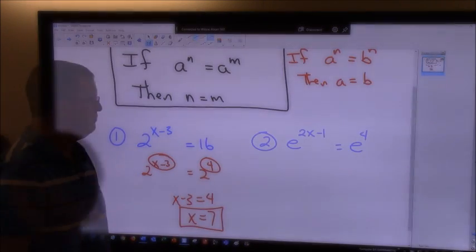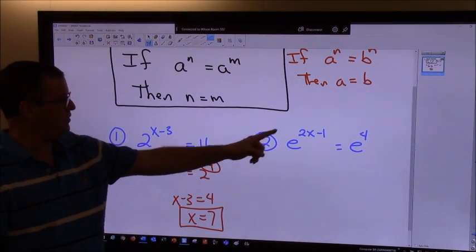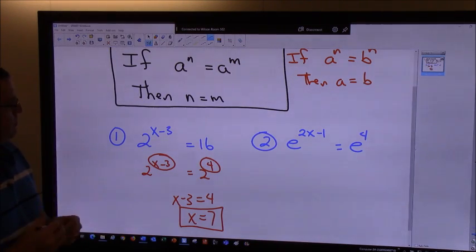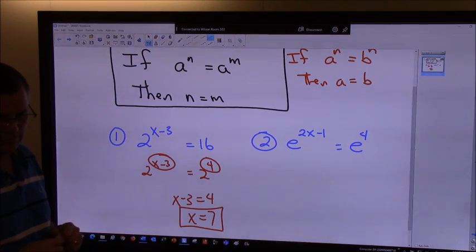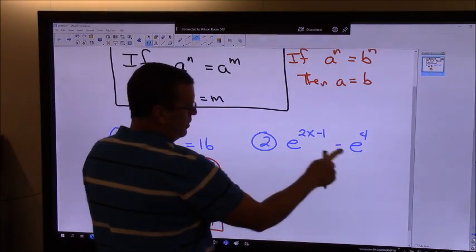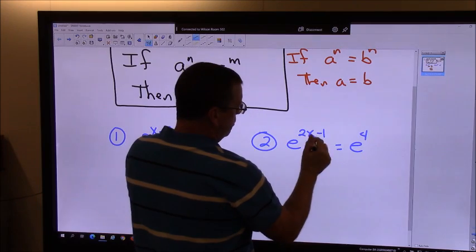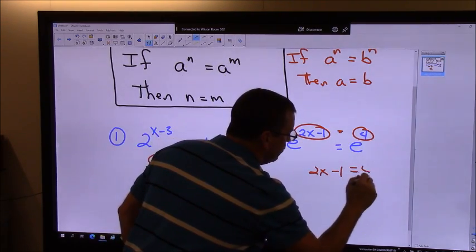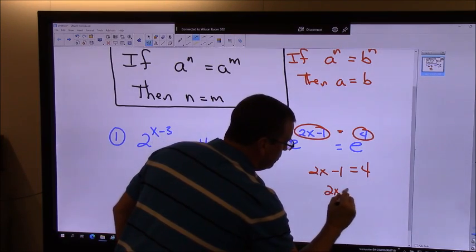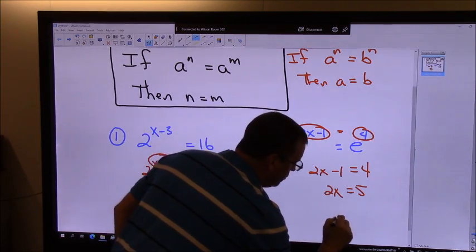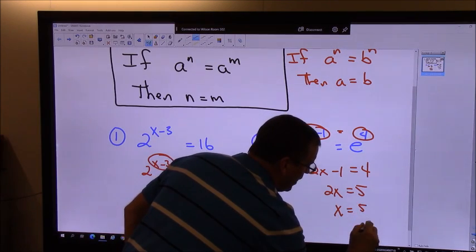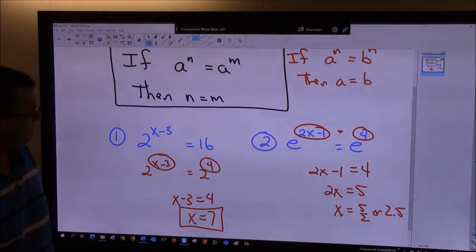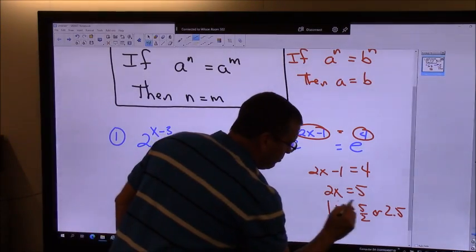Okay, let's try another one. All right, so now I've got e to the 2x minus 1 equals e to the 4th. You guys go ahead and solve it. All right, so again, bases are equal to each other, so the only way these two expressions are equal is if those exponents have to be equal. So 2x minus 1 equals 4. If I add 1 to the other side, I get 2x equals 5. And then divide by 2, I get x equals either 5 halves or 2.5. I don't care how we write that. Either way is fine. All right, so that wasn't too bad.